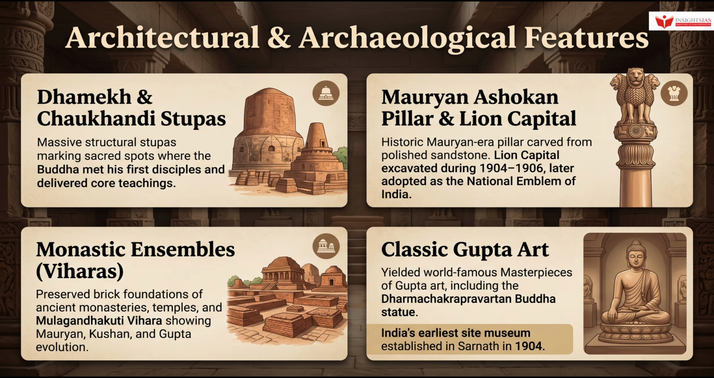There are also monastic ensembles or viharas, preserved brick foundations of ancient monasteries, temples, and the Mulagandhakuti Vihara, showcasing structural evolution across the Mauryan, Kushan, and Gupta periods. And there's classic Gupta art. The site yielded world-famous masterpieces of Gupta art, including the Dharmachakra Pravartan Buddha statue, currently housed at India's earliest site museum, established right here in Sarnath in 1904.